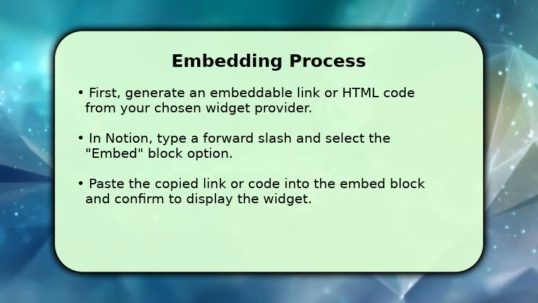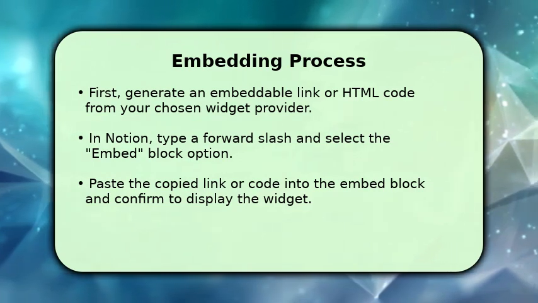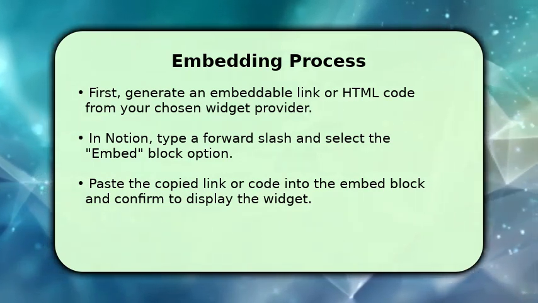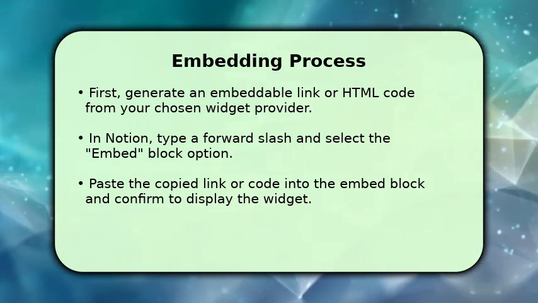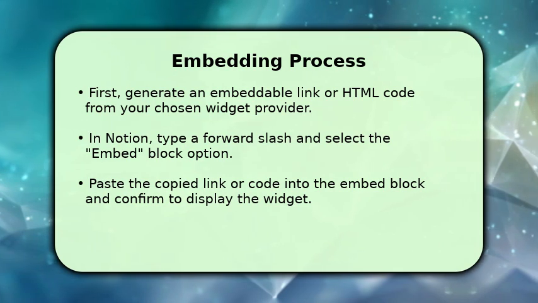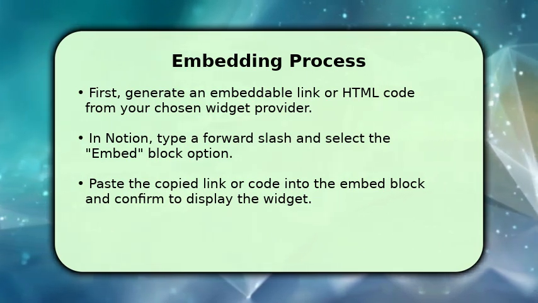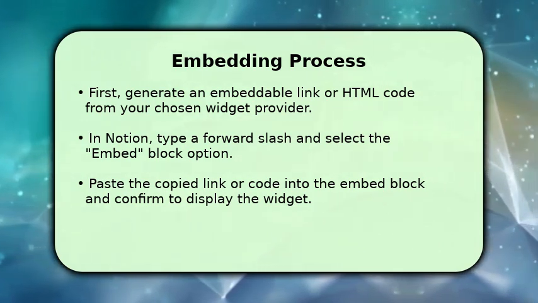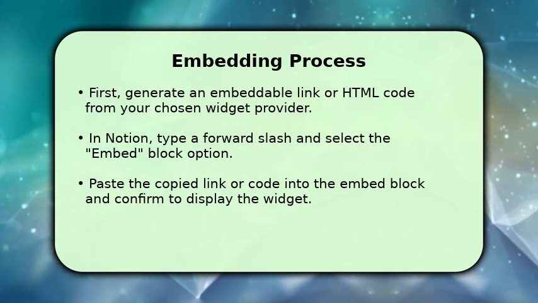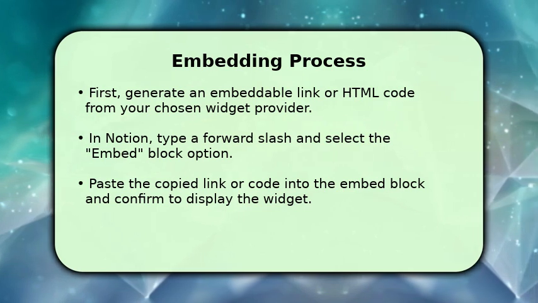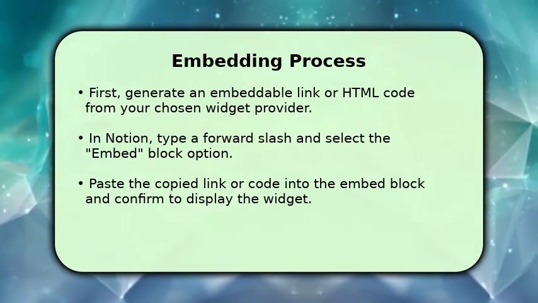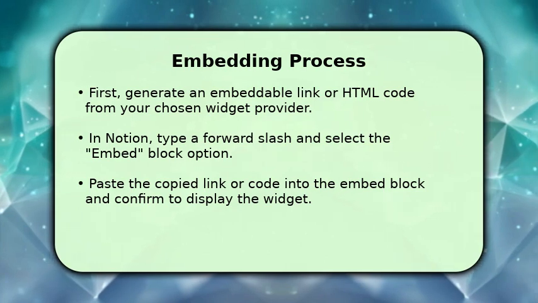Embedding a widget into your Notion page is a straightforward process. After you've selected and customized your desired widget from a provider, you'll typically receive an embeddable link or HTML code. Navigate to your Notion page, type a / and choose the embed block from the menu. Then, simply paste the link or code into the provided field and press enter. Notion will then load and display your new widget directly on the page.